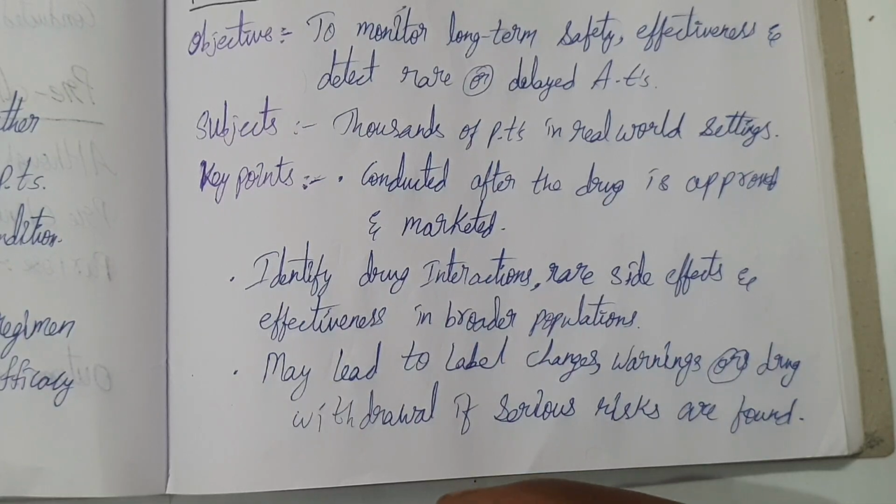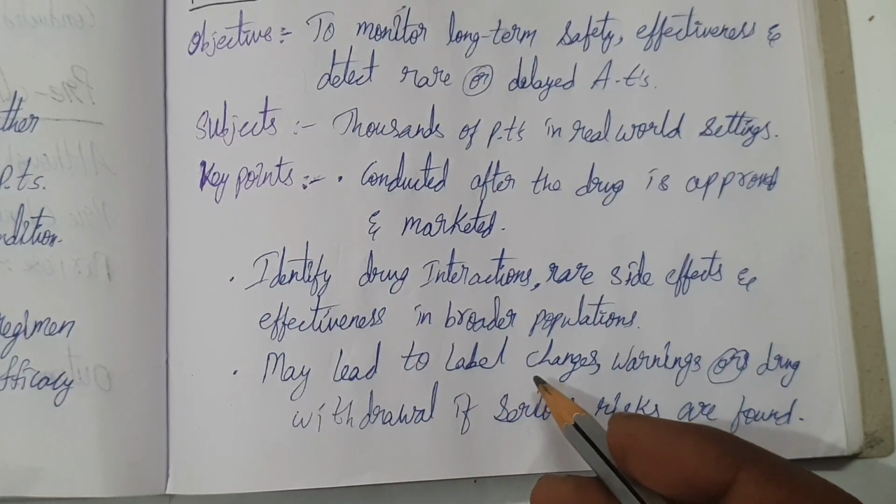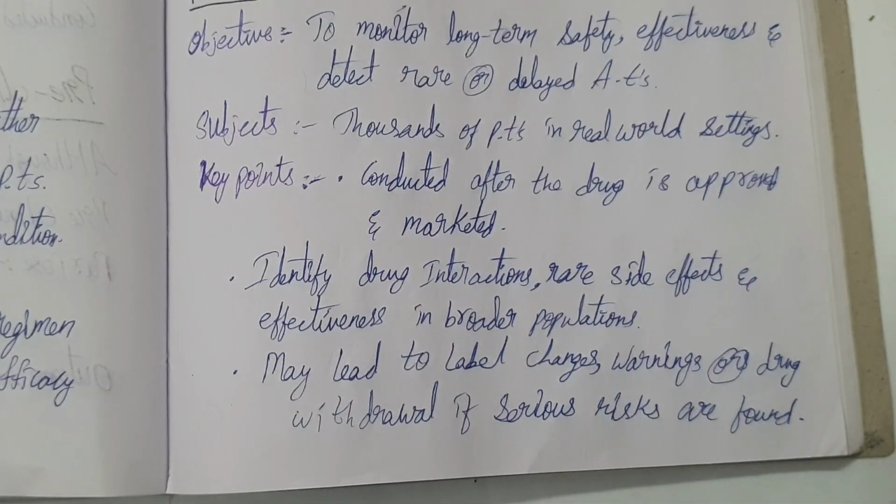Key points are to detect rare and delayed ADRs and to identify drug interactions. If something is causing side effects, the authorities can change the label or issue warnings, or the authority has the power to withdraw the drug if serious risks are found, so they can withdraw it and terminate it.